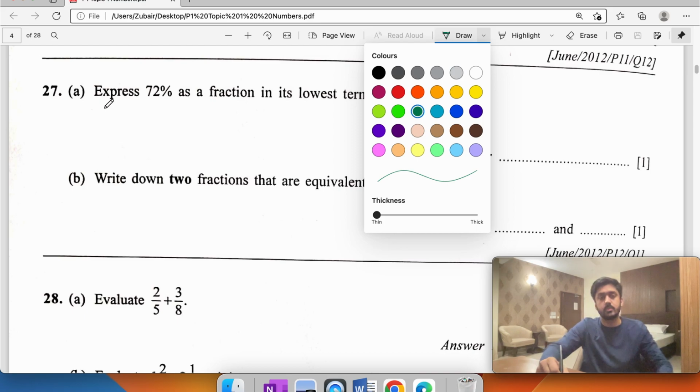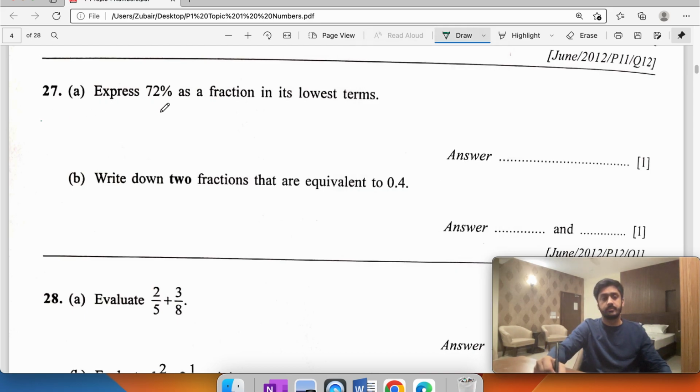Okay, express 72 as a fraction in its lowest term. So 72 by 100 divided by 2 is 36 by 50, divided by 2 again is 18 by 25. So they don't go through each other.